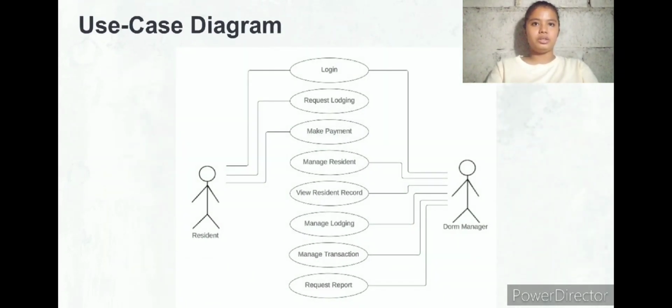This use case diagram shows the interaction between the system, the resident, and the dorm manager, where the resident can make payment and request lodging, and the dorm manager can manage resident records, manage the lodging, manage transactions, and request reports.